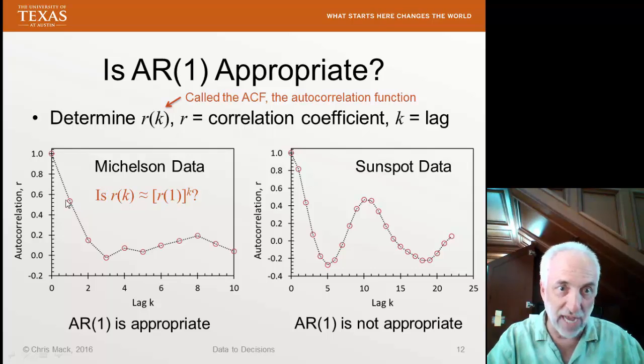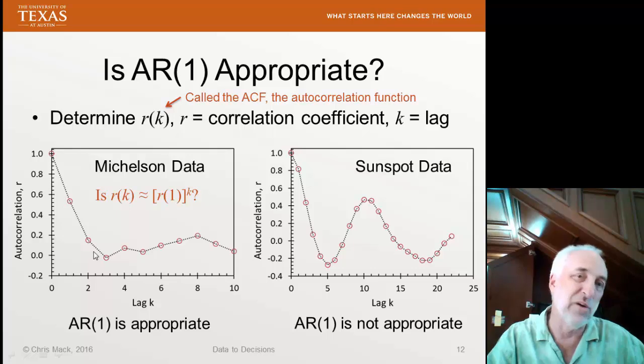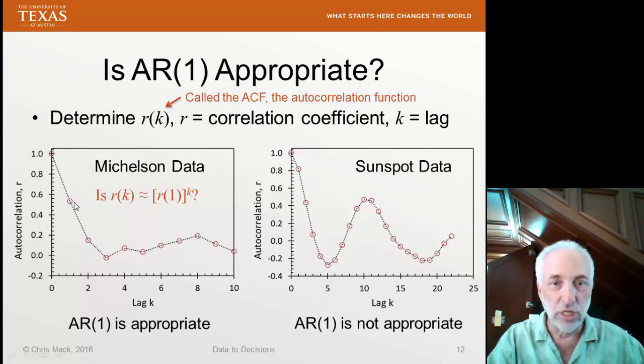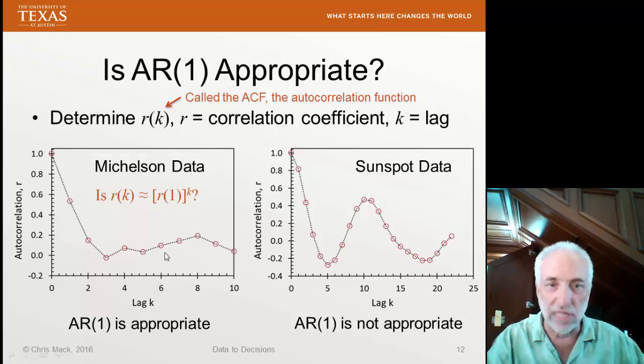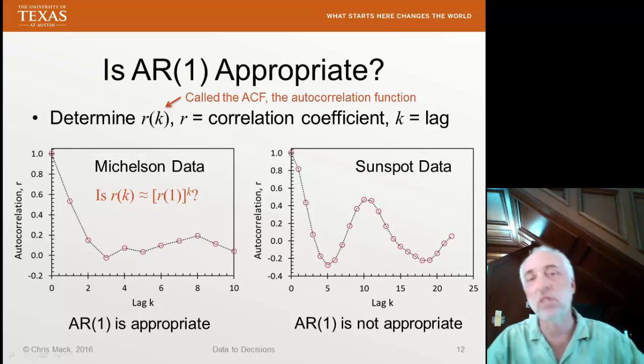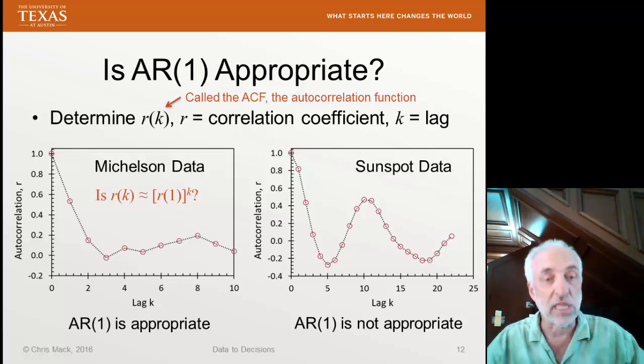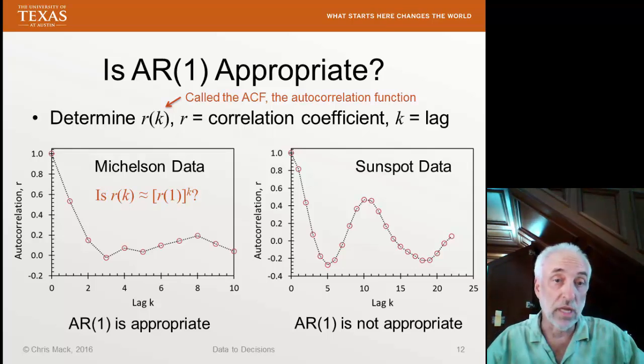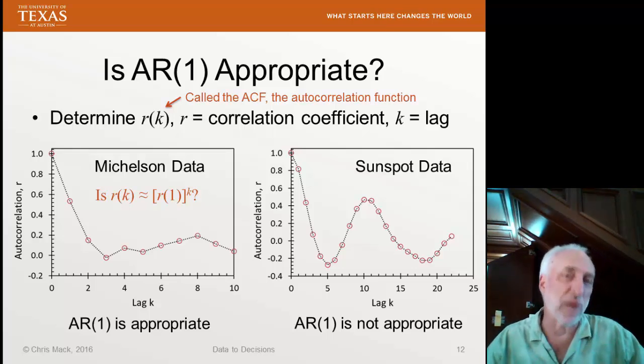Is that what this looks like? Well, the first number is 0.5 or something. The next number is a little less than 0.2. Well, that's about 0.5 squared, a little bit lower, but not much. And then it kind of levels out near 0. Of course, it's not exactly 0 because there's some sampling error, and so these values close to 0 are within the uncertainty, the standard error, of these coefficients. And so AR1 is probably appropriate for the Michelson data.